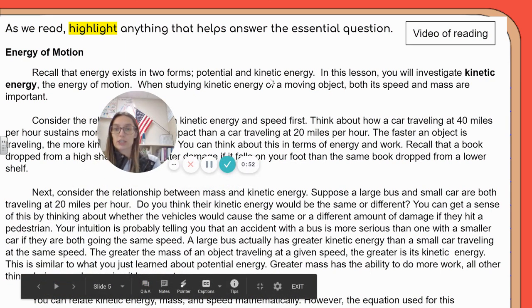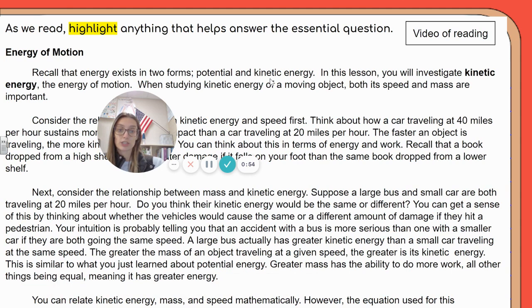Next, consider the relationship between mass and kinetic energy. Suppose a large bus and a small car are traveling at 20 miles per hour. Do you think their kinetic energy would be the same or different? You can get a sense of this by thinking about whether the vehicles would cause the same or a different amount of damage if they hit a pedestrian. Your intuition is probably telling you that an accident with a bus is more serious than one with a smaller car if they are both going the same speed.